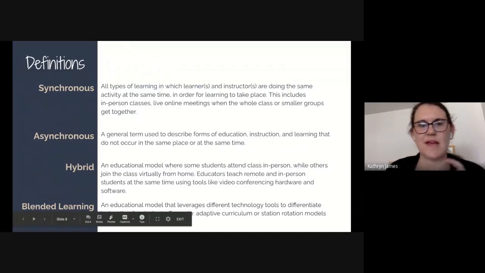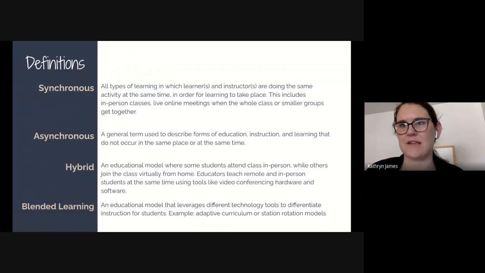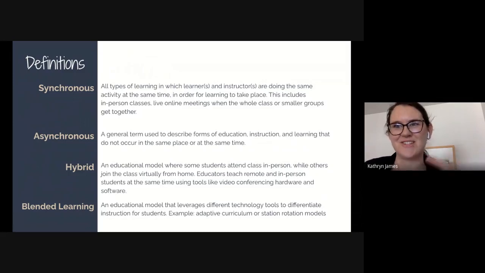Synchronous instruction is sometimes called the concurrent model when we're discussing hybrid, but the word synchronous is older than the pandemic. It's older than hybrid. And synchronous means an instructional model where we are doing the same things at the same time. So when you hear that word, this is a helpful way to think about it. The synchronous doesn't just mean virtual learning, but it can also be in person or in a hybrid scenario. Similarly with asynchronous, it just means we're doing different things at different times.